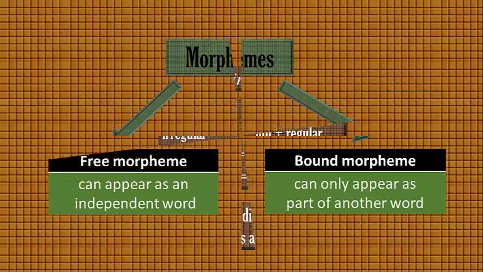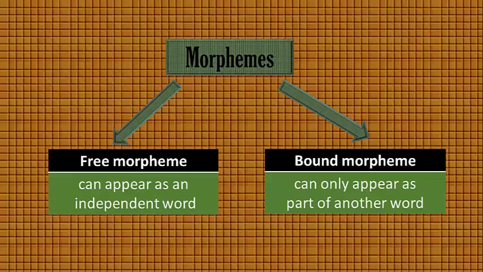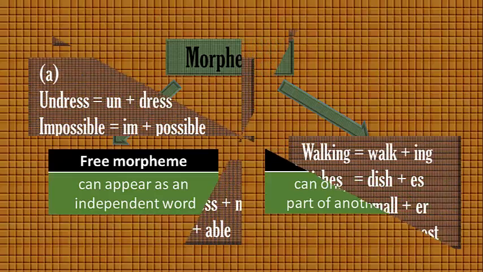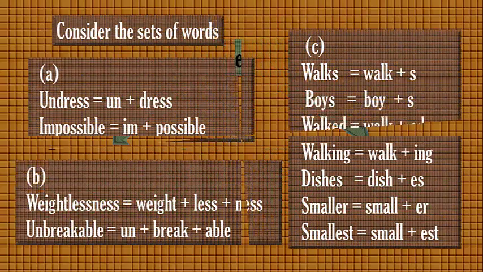We are now going to discuss types of morphemes. There are two types. Number one, free morpheme. Number two, bound morpheme. A free morpheme can appear as an independent word, whereas a bound morpheme can only appear as part of another word or an independent word. Consider the set of words in A, B, and C.